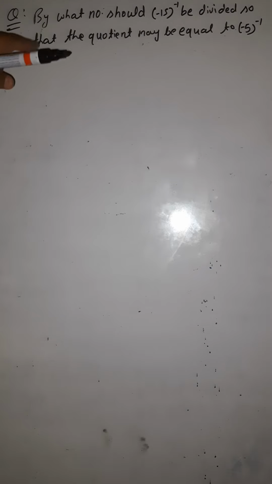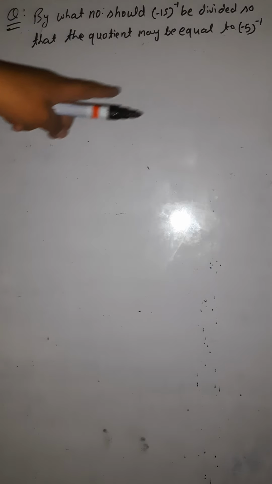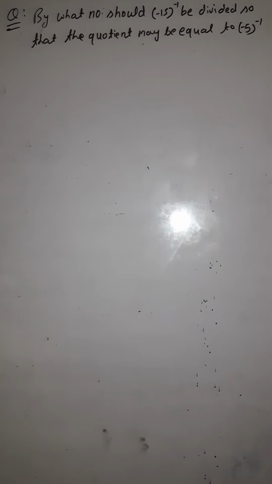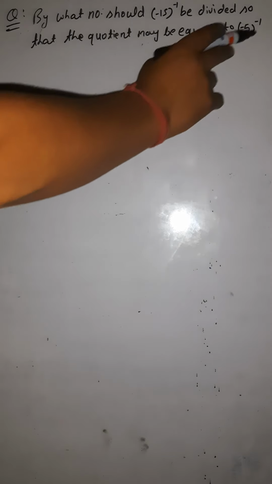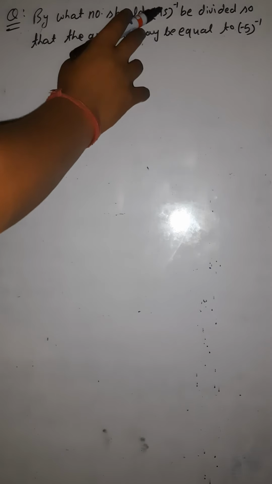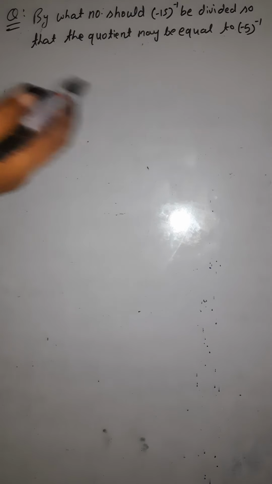And this is the next question here. The question is: by what number should (-15) raised to the power minus 1 be divided so that the quotient may be equal to (-5) raised to the power minus 1? Okay, so I have to make this (-5) raised to the power minus 1, but for that purpose I have to divide this by some number. So what could be that number? That we have to find.